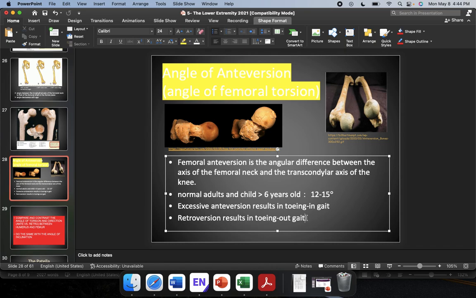And that finishes this video covering the sacroiliac joint, the pelvis, os coxa, into the femur.